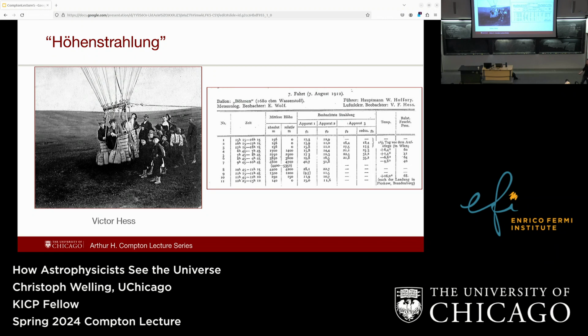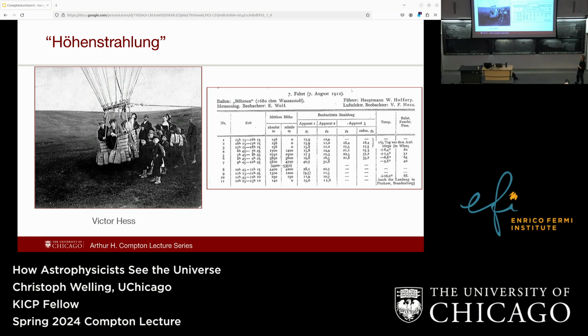What does that mean? Okay, well, this just means observed radiation. So Höhe is altitude, and Strahlung is radiation, so it's altitude radiation, because at the time, this is what Victor called it, because at the time, that's all he knew. There was some kind of radiation that you see when you're at altitudes. Now we call this cosmic rays, if we speak English.